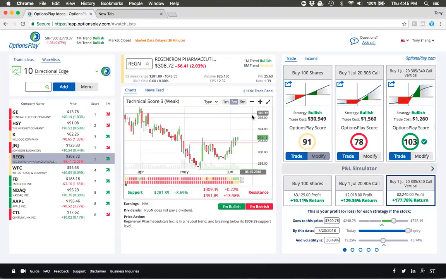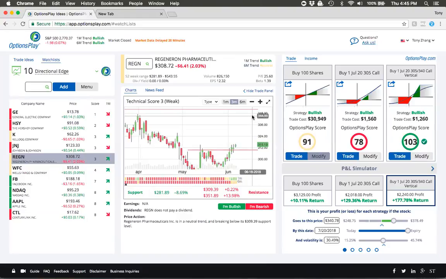And there's a lot of upside room here to that next resistance level around 345, 350. So if you think the stock's going to go to 345, as you can see, if you bought the stock, you'd make a nice 11% return. But if you bought this call, you'd make 156% return. But if you bought this vertical, 177% return. That's really why options are a great vehicle to use when you're playing these types of trades.